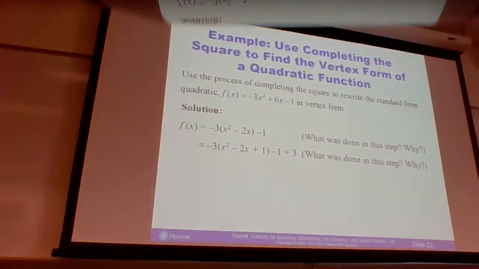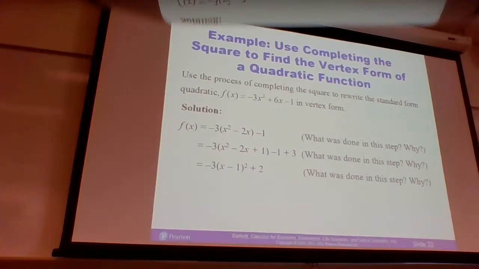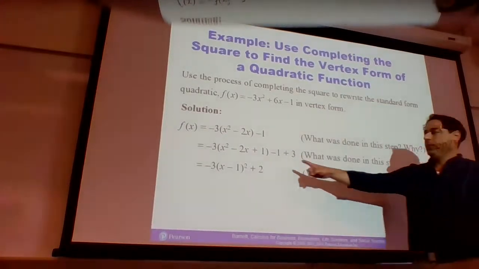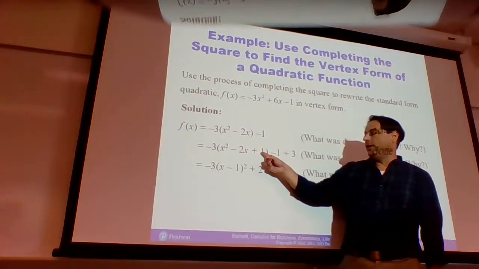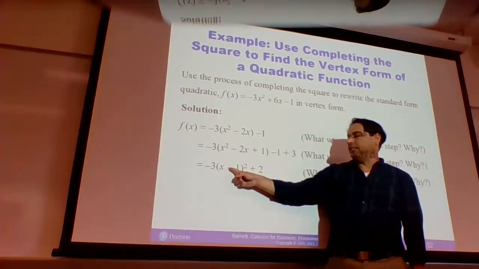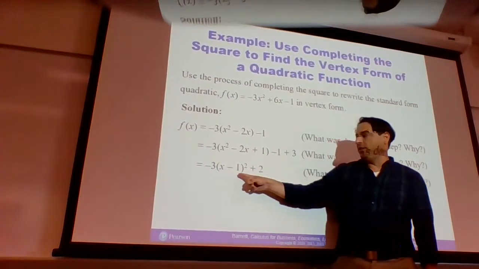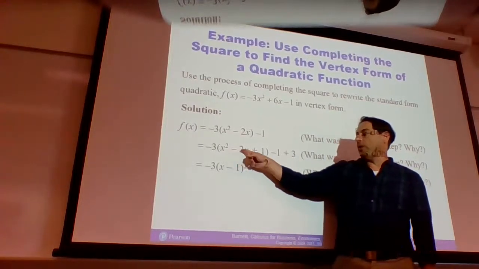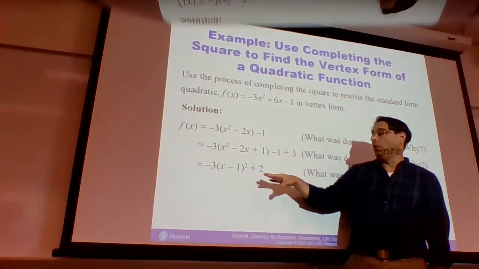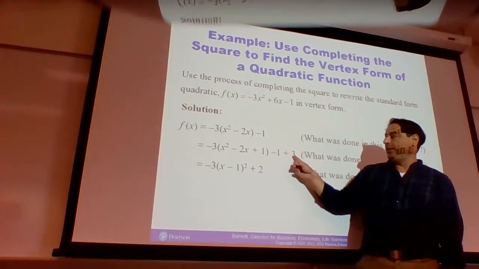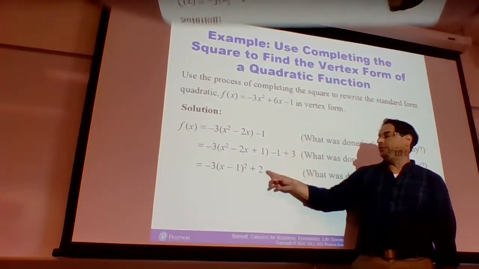The whole point of this is that now this can be factored. X squared minus 2x plus 1 can be factored into x minus 1 squared. X minus 1 times x minus 1 is x squared minus 2x plus 1. Now again, that's a lot of work. Negative 1 plus 3 is 2.